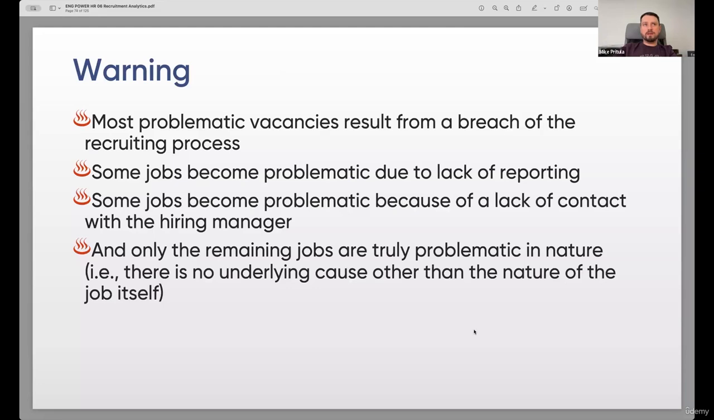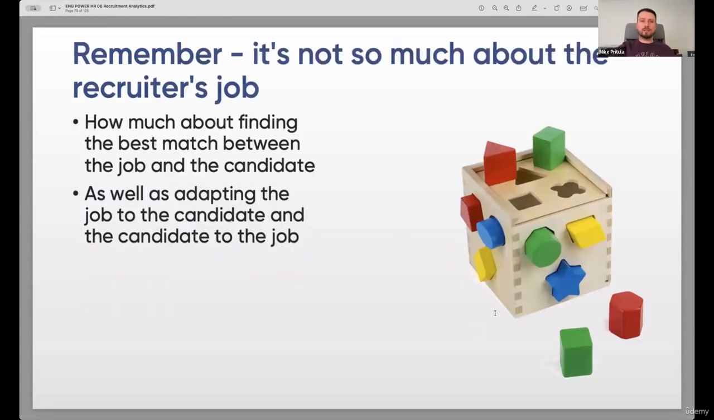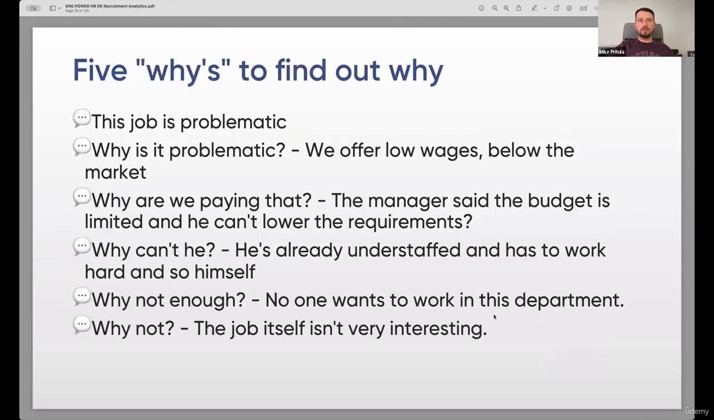How to work with problem vacancies. First, I want to start with a warning. Most problematic vacancies result from a breach of the recruiting process. Some jobs become problematic due to lack of reporting. Some jobs become problematic because of lack of contact with the hiring manager. And only the remaining jobs are truly problematic in nature. So, for example, there are no underlying causes other than the nature of the job itself. Remember, it's not just about the recruiter's job, but about finding the best match between the job and the candidate, as well as adapting the job to the candidate and the candidate to the job.